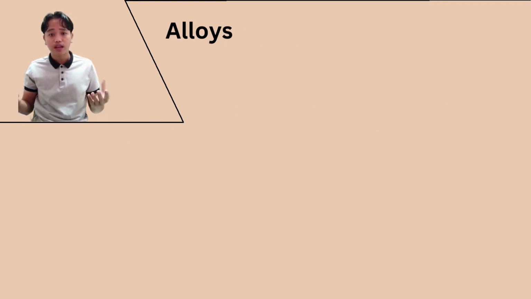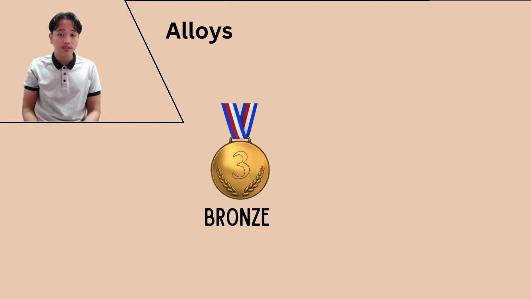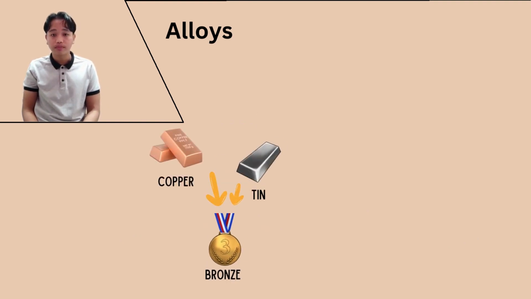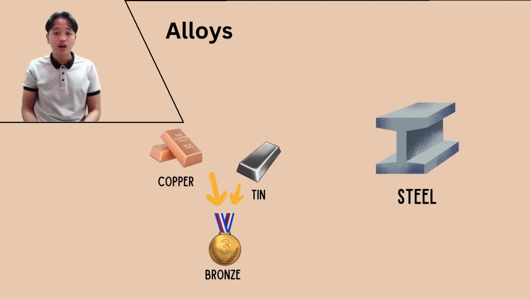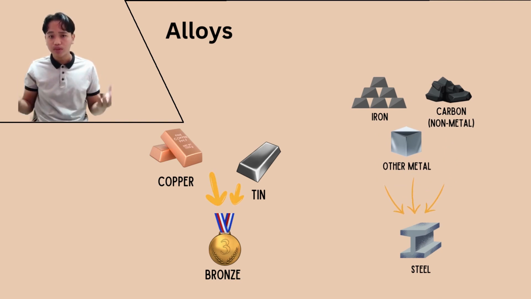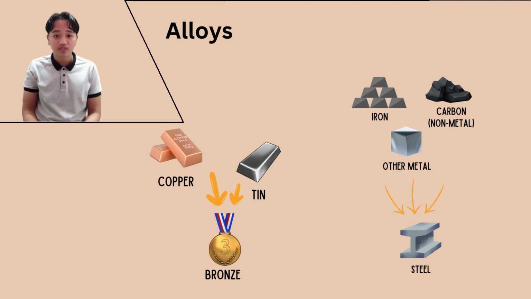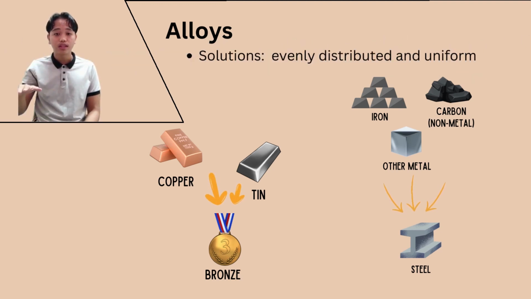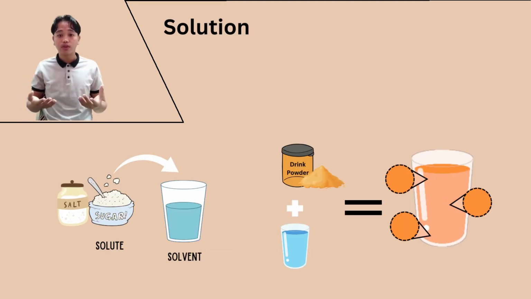One of the first alloys that people made is bronze, which is a mixture of tin and copper. And steel is an alloy of metal and non-metal, which is iron and carbon. And most steel also contains other metals besides iron. The most important thing to remember here is that an alloy is a homogeneous mixture or solution. The parts are evenly distributed and the alloy looks uniform to the naked eye. So, let's review what we talked about here.